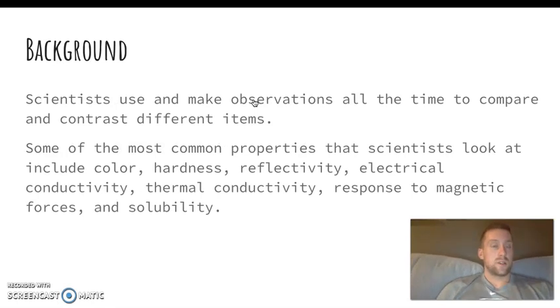Some background knowledge going in with this standard that you would like to convey to the students is that scientists use and make observations all the time to compare and contrast different items. They also use observations to determine what an item is. Some of the most common properties that scientists look at include color, hardness, reflectivity, electrical conductivity, thermal conductivity, response to magnetic forces, and solubility.